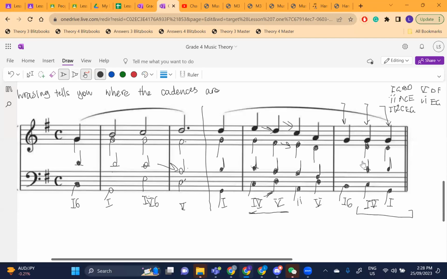So it works, but the only way to make it work is if we double the fifth instead of the root in chord 5. So it becomes like that. 1, and we need a lot of G's. That's good.